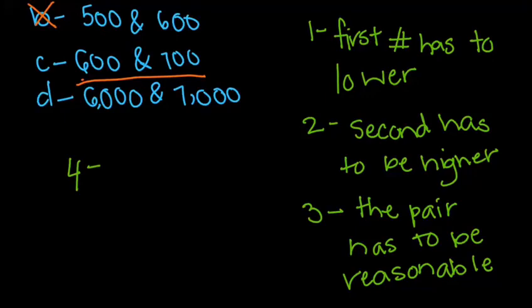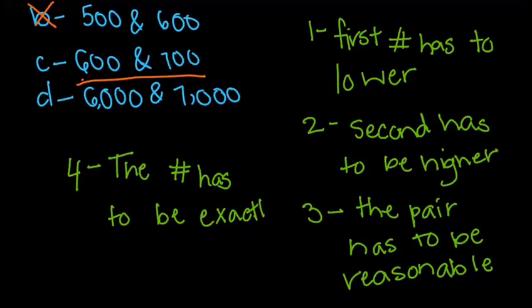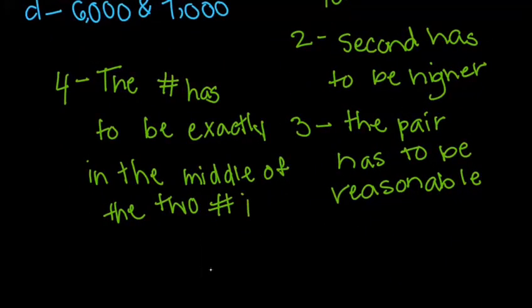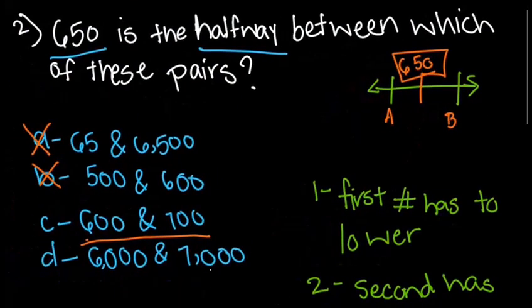The 4th point is the number has to be exactly in the middle of the two numbers in the pair. So these are 4 important points that we just named.